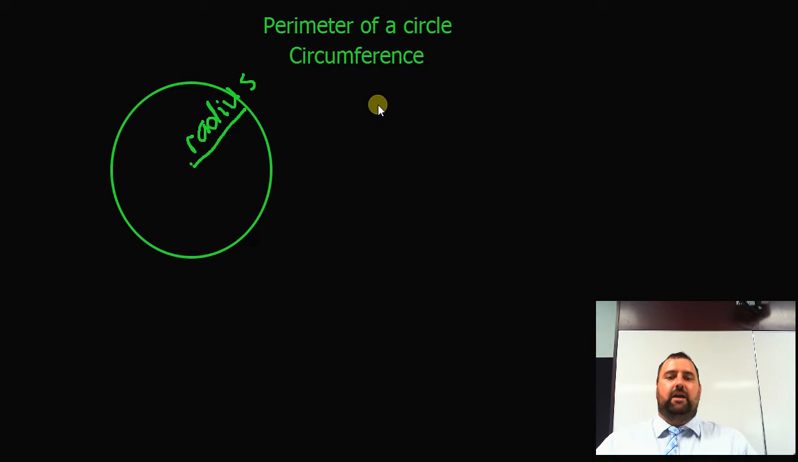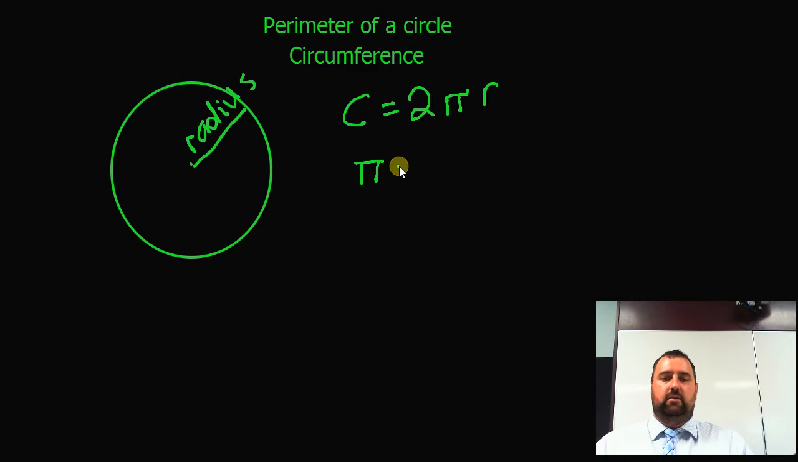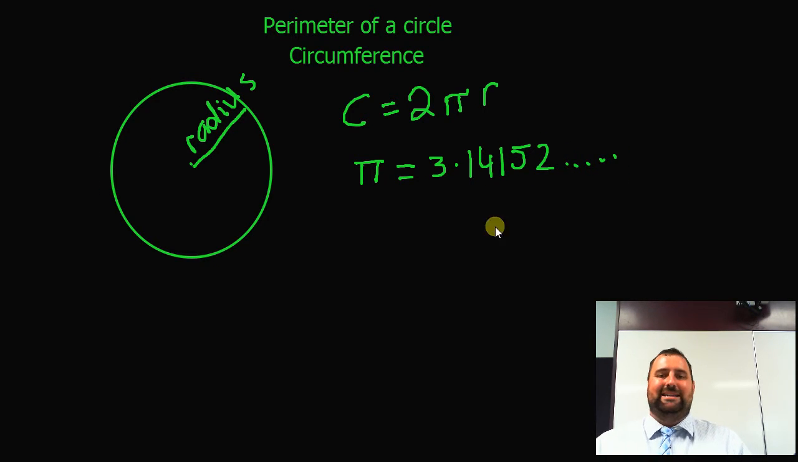So in order to find the circumference of a circle, the rule is that the circumference equals 2 times pi times R. For those of you who haven't seen this idea of pi before, there's actually a button on your calculator that does it for you, but pi is essentially equal to 3.14152, and then those numbers actually continue on forever. But for our usage, you can just use the pi button on the calculator.